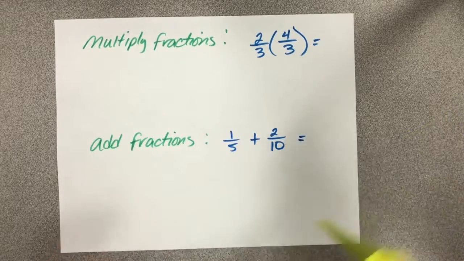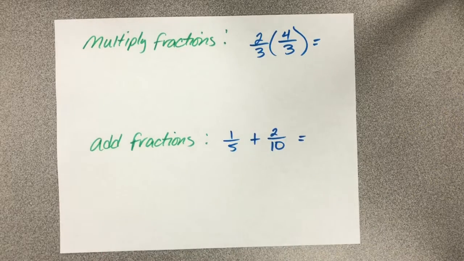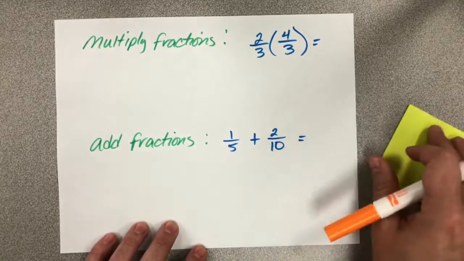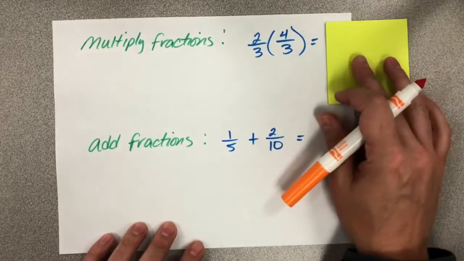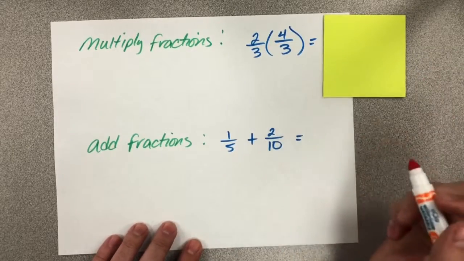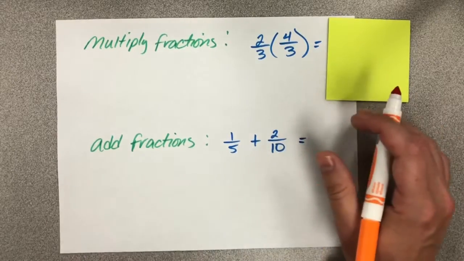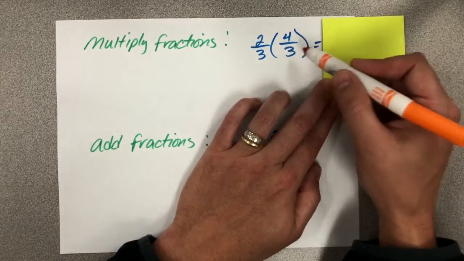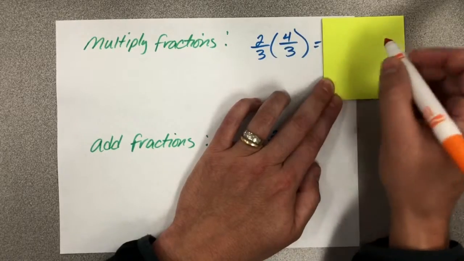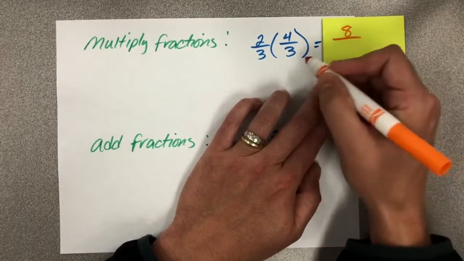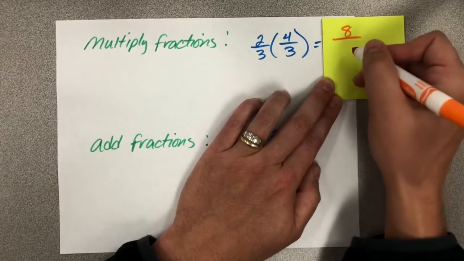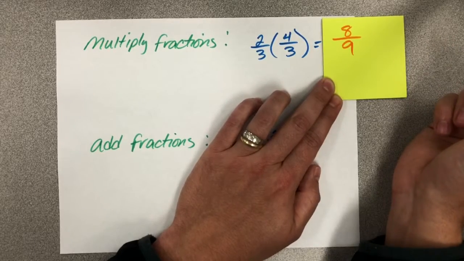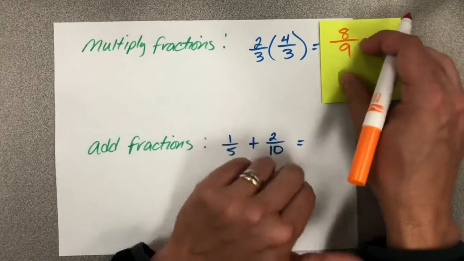Sometimes in algebra you will have to deal with fractions. Now, multiplying fractions is pretty easy to do. You simply multiply the numerators together and multiply the denominators together, simplify at the end. In this case, if you have 2/3 times 4/3, you multiply the numerators, 2 times 4 is 8, and you multiply the denominators, 3 times 3 is 9. Pretty straightforward. Most of the time you can do that in your head.